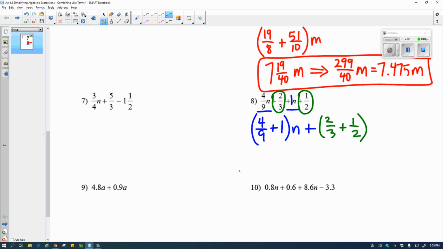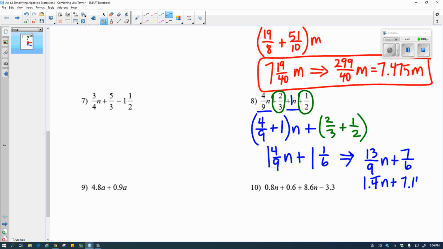When I do the first part, I get 1 and 4/9 n plus, and then I do the 2/3 plus the 1/2, 1 and 1/6. Remember, if you have it in improper, you could also have it written as 13/9 n plus 7/6. If you did it as decimal, it would be 1.4 repeating n plus 1.16 repeating. Again, all of those answers are acceptable. It just depends on how your calculator's output looks. So we have mixed number form, improper fraction form, and decimal form. All three of those, again, are acceptable answers.